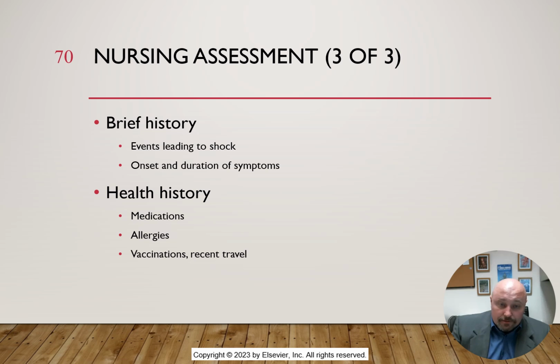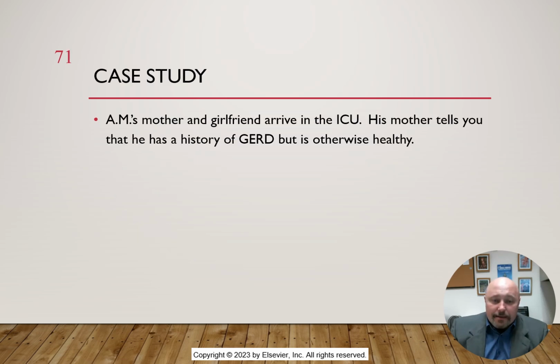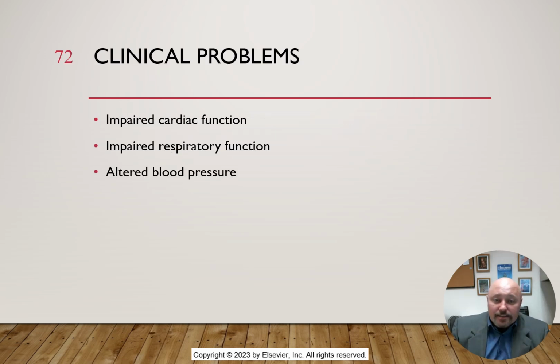Following our brief history of events leading to the shock, onset and duration of symptoms, we also want to take a careful history, including his medications, allergies, vaccinations, and recent travels. AM's mother and girlfriend arrive in the ICU. His mother tells you that he has a history of GERD, but is otherwise healthy. His clinical problems may include impaired cardiac function, impaired respiratory function, and altered blood pressure.